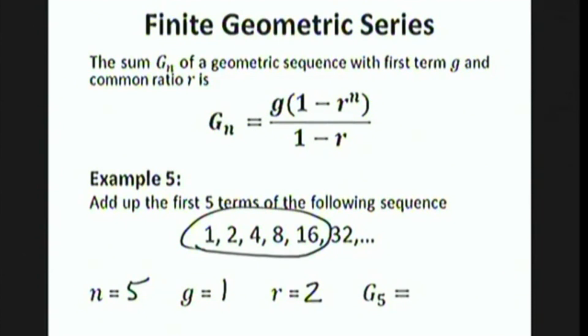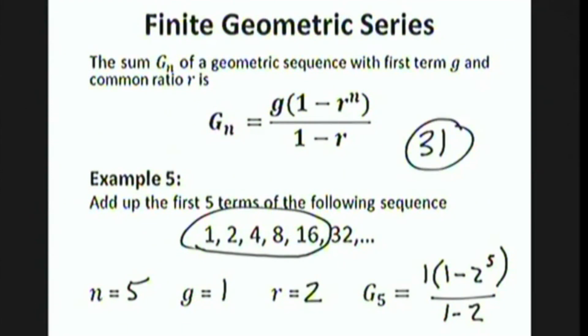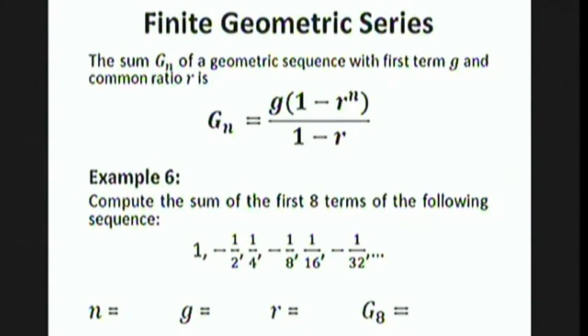Now we're just going to plug these numbers into the finite geometric series formula to get, well, g is 1 times 1 minus r, which is 2, to the n, which is 5, over 1 minus the common ratio, which is 2. If we just plug this into our calculator, we will get an answer of 31. Let's do one more example. Compute the sum of the first 8 terms of the following sequence.